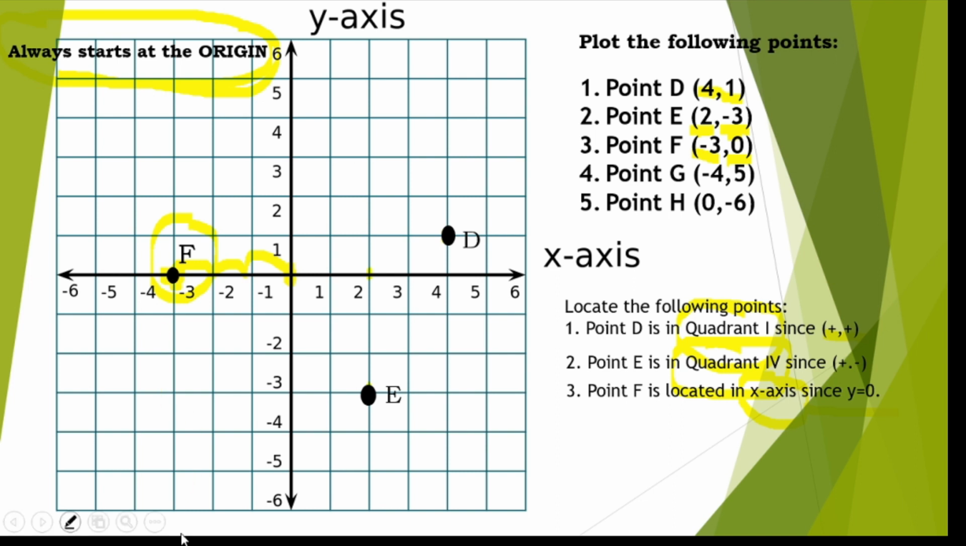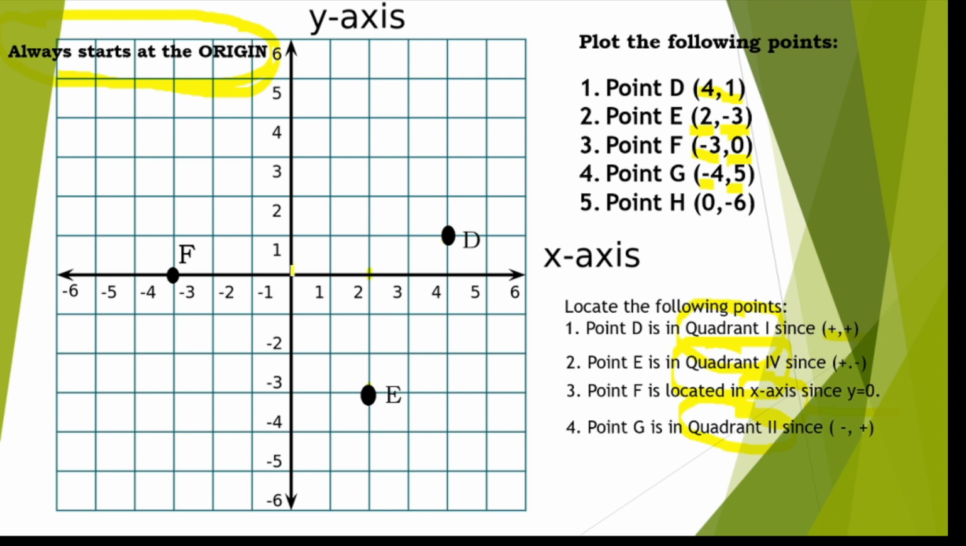Next, point G, -4, 5. Point G is located in quadrant 2 since the sign is negative and positive. So now, let us try to plot the given point. So, again, we have here our reminder. We start at the origin. Then, identify the value of x, -4.